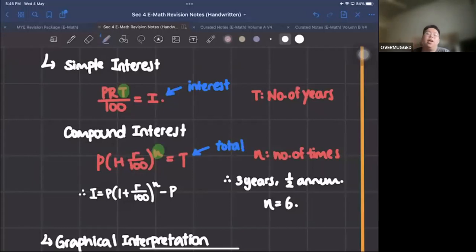T is the number of years, N is the number of times. So for example, if the question says you're calculating compound interest, but you're doing it 2 times in the same year, for example 3 years half-yearly, it means N is equal to 6. So please be very careful.